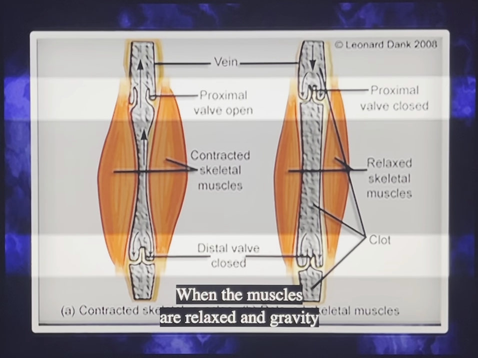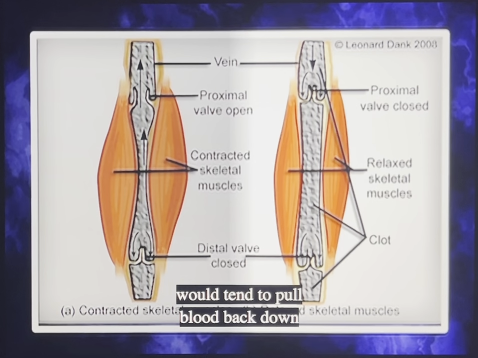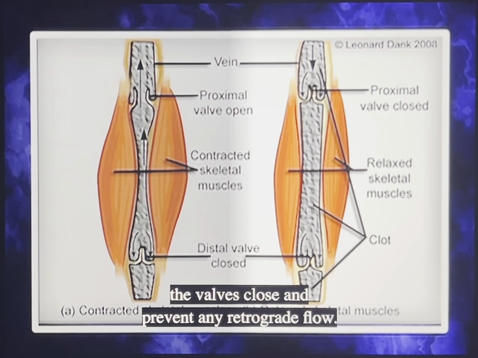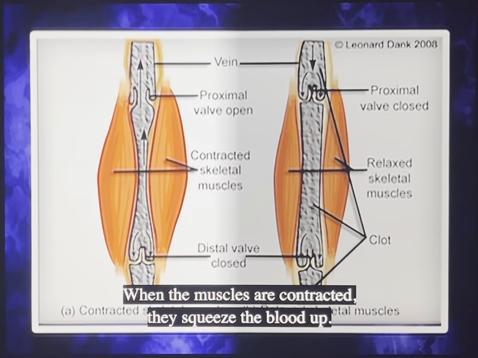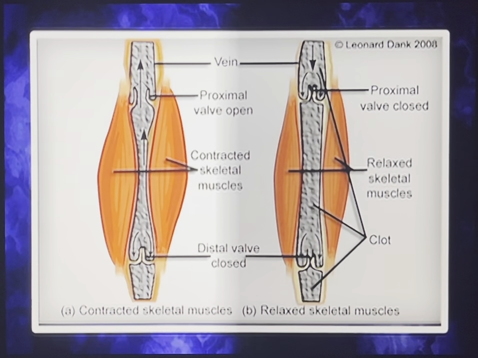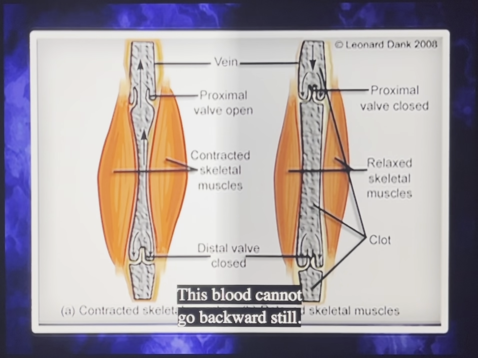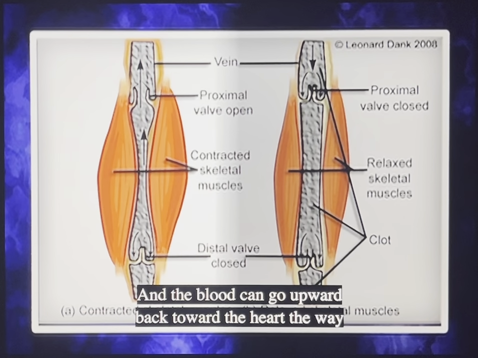When the muscles are relaxed and gravity would tend to pull blood back down toward the feet in the reverse direction, the valves close and prevent any retrograde flow. When the muscles are contracted, they squeeze the blood up. This blood cannot go backward, and the blood can go upward back toward the heart the way it goes.